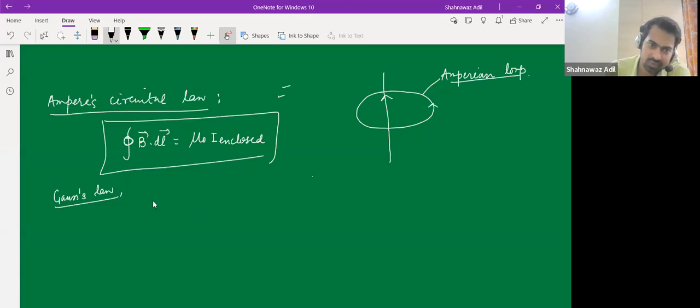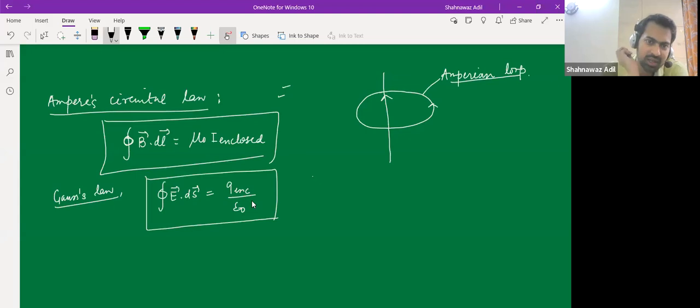Sigma by sine. You guys remember this. So Q enclosed by epsilon. This is the Gauss law, right? Now you guys remember. So do you guys remember now?